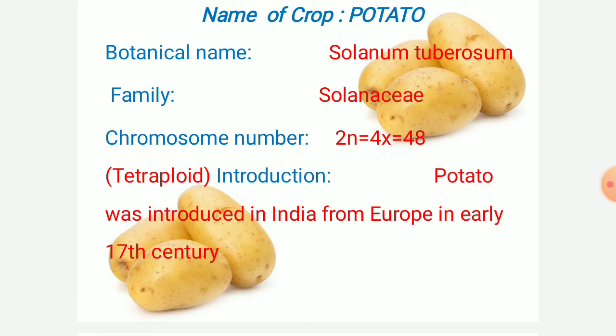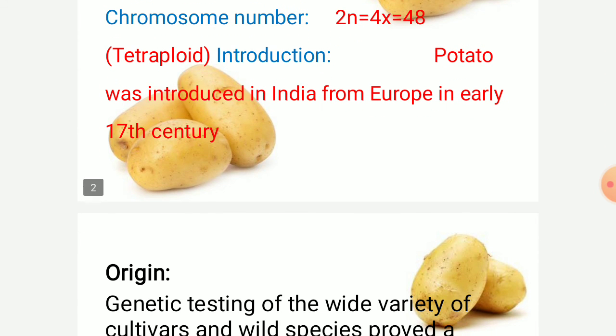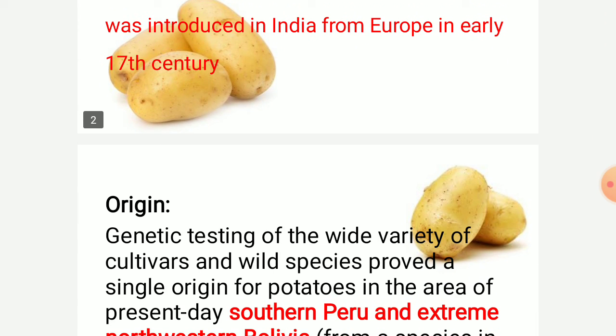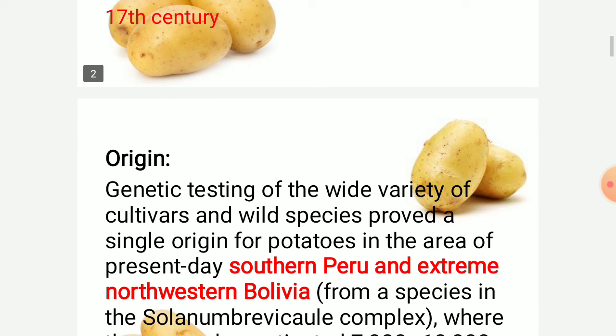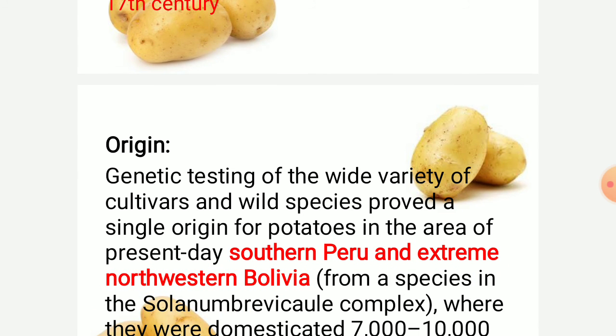It was introduced in India from Europe in early 17th century. Potato originated in South America region. It is a crop of cool season. Potato is also known as king of vegetable.